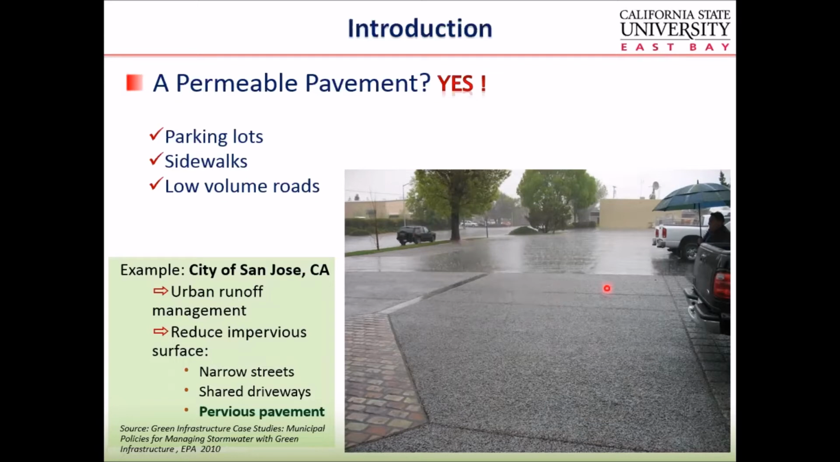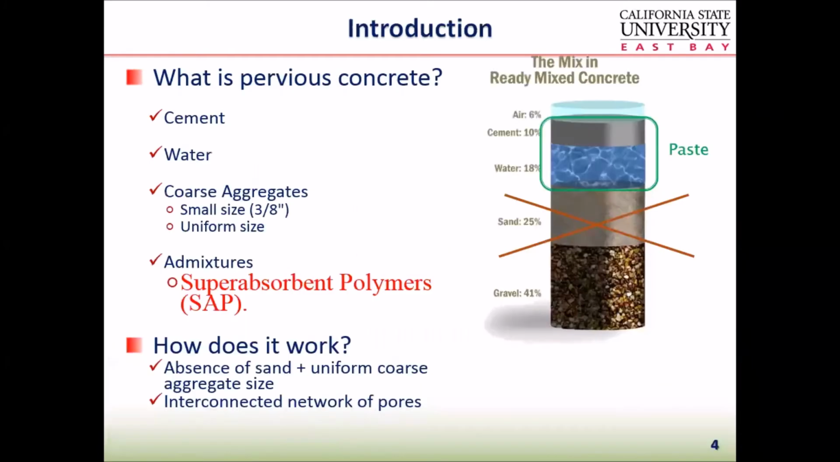On top, you can see a conventional pavement that is accumulating rainwater, which is basically ending up in the stormwater system. Whereas on the front here, you can see pervious concrete that allows rainwater to go through its section and basically penetrate naturally into the soil.